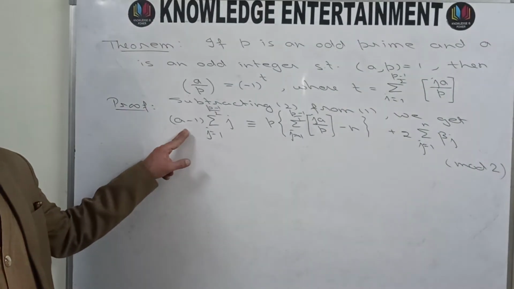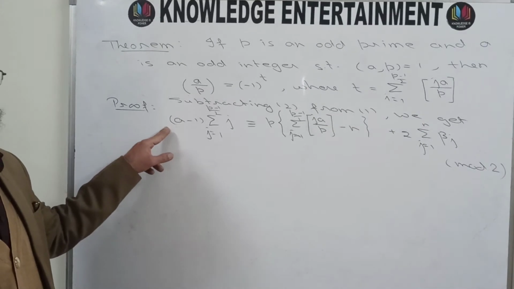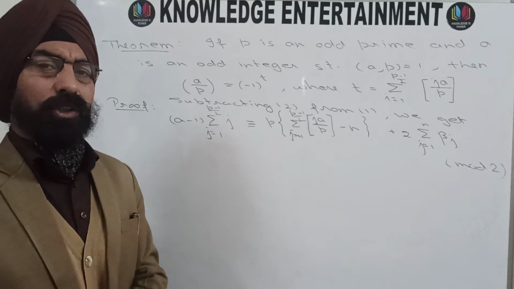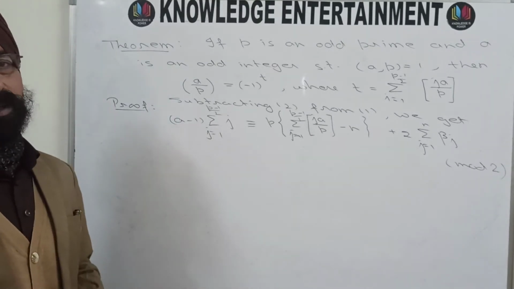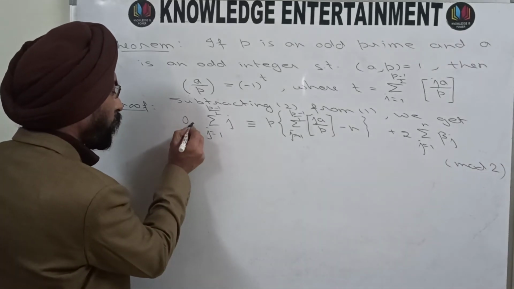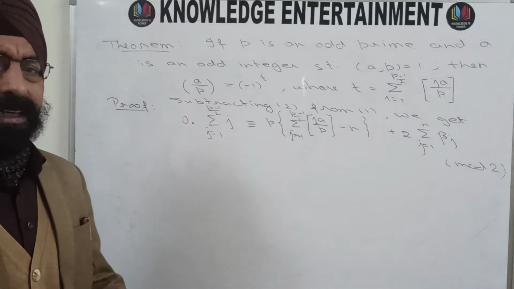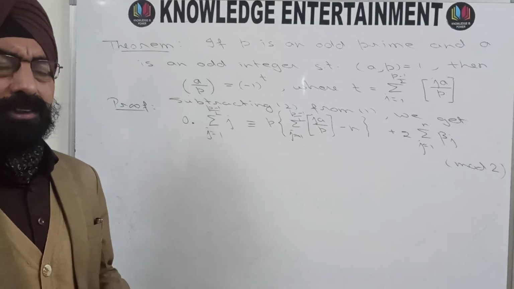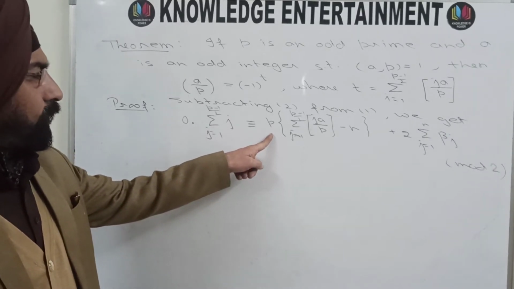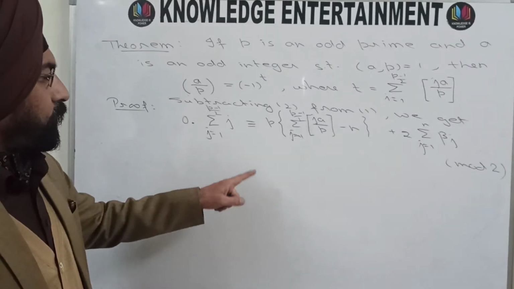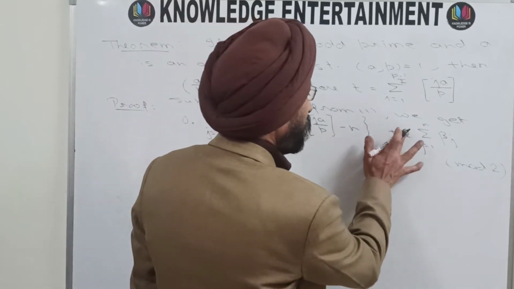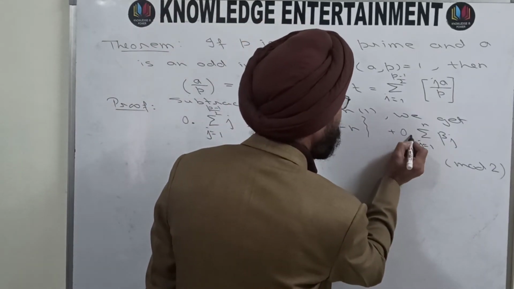This a minus 1, a is odd. So a minus 1 is even and an even number divided by 2 will give you the remainder 0. So this a minus 1 will be replaced by a 0, because a minus 1 is an even number and an even number divided by 2 will give you the remainder 0. Similarly, p is also an odd integer. And look at this 2, this 2 will also be 0 because it gives the remainder 0.